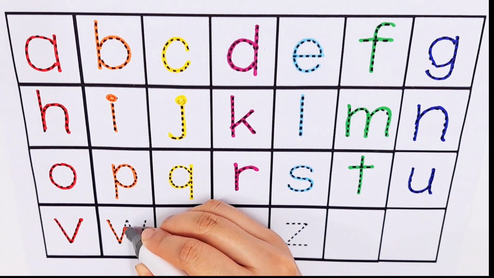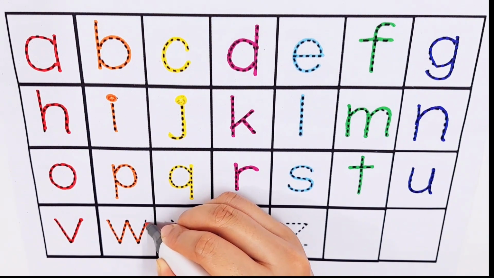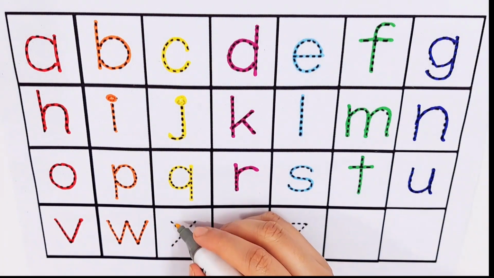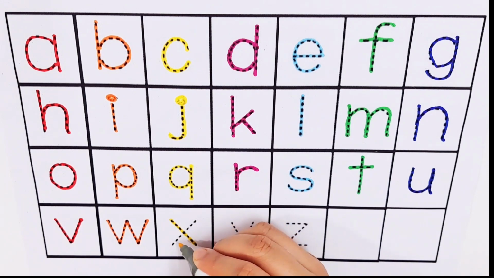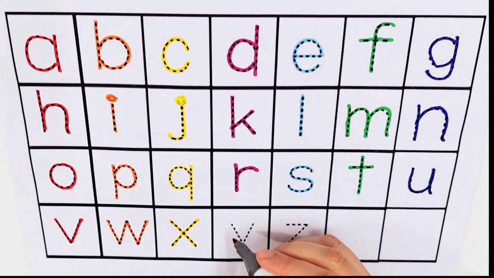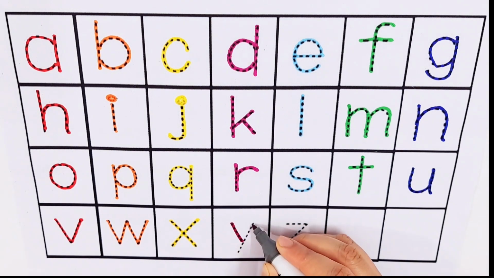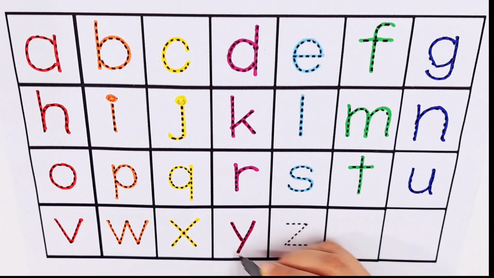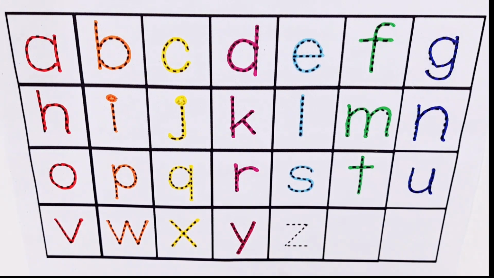W. W is for watermelon. X. X is for xylophone. Y. Y is for yak. Z. Z is for zoo.